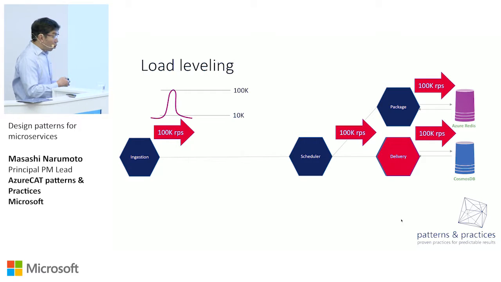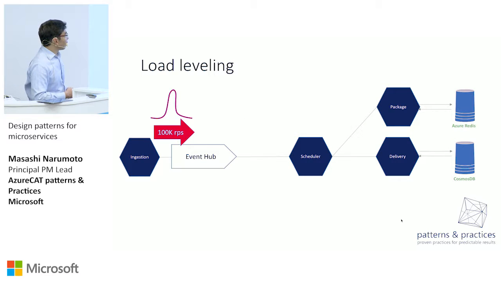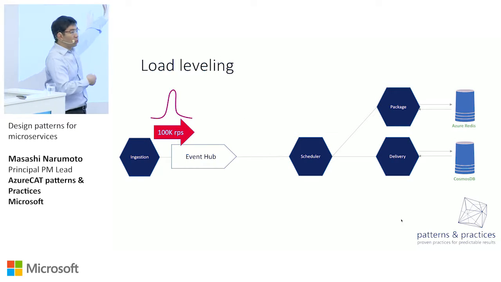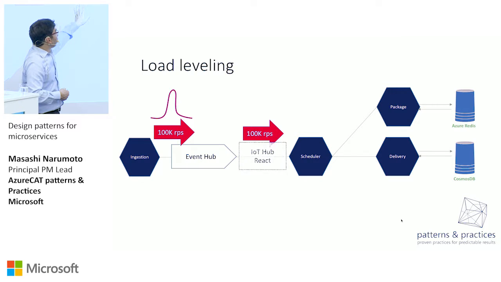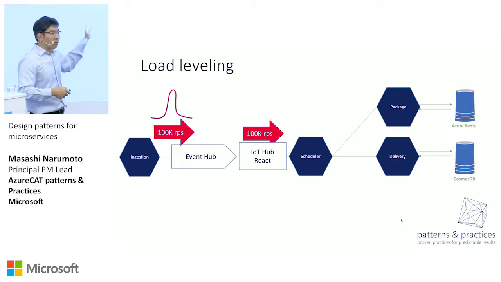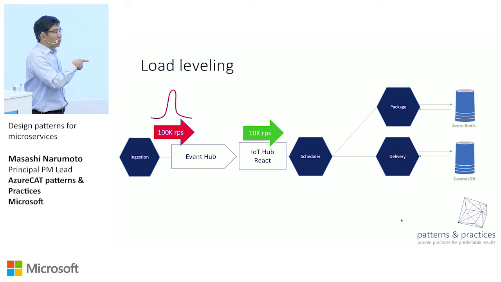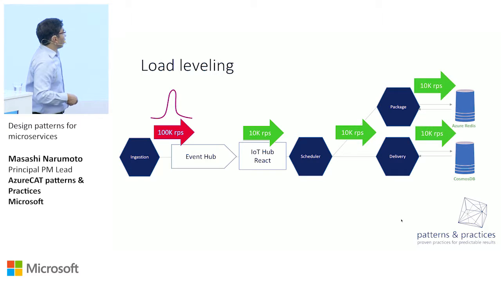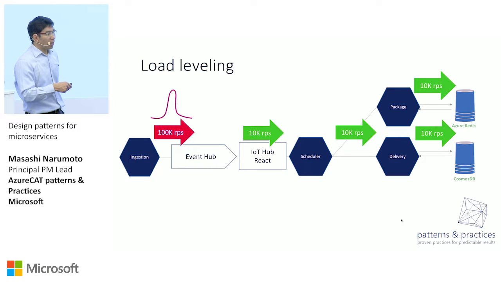And what the load leveling pattern does is put some sort of queuing mechanism in between. In our example, we are using IoT Hub React as a consumer of the messages coming through Event Hub to reduce the pace of processing down to 10K, so that every request coming inside the cluster will be reduced down to 10K instead of 100K. So the resources we provision for each service and data are for 10K, not 100K.